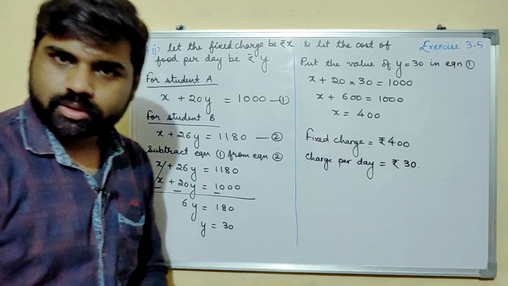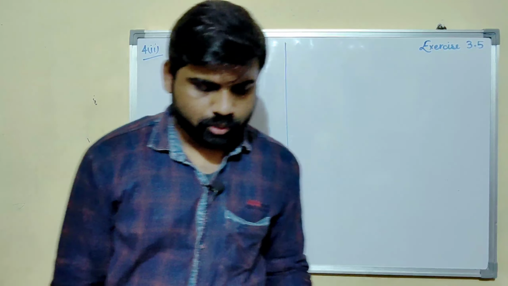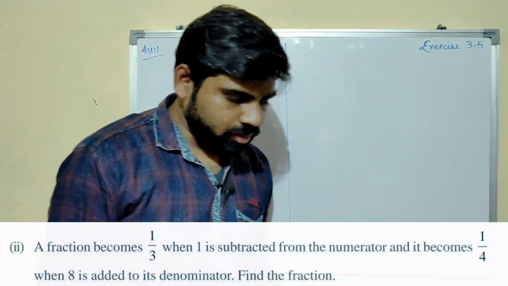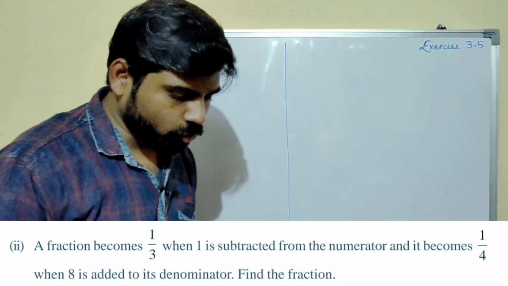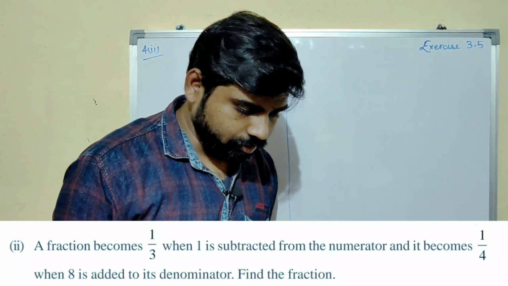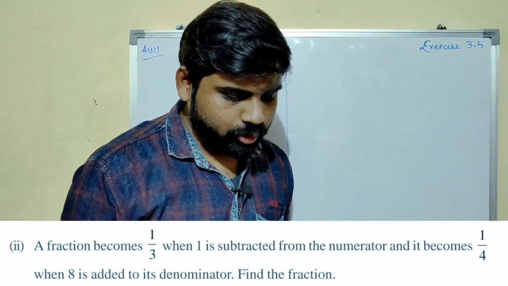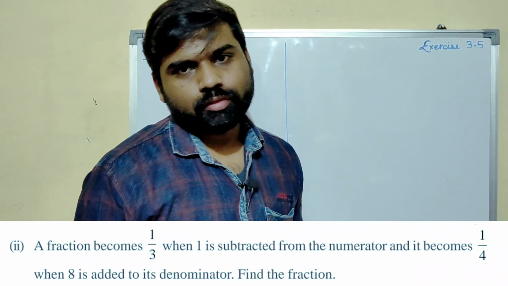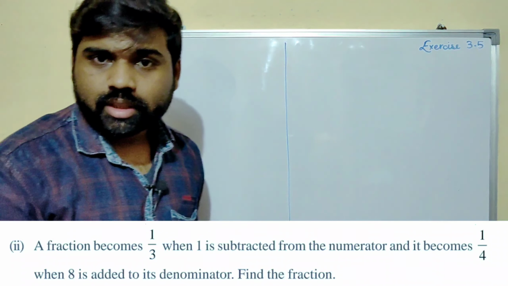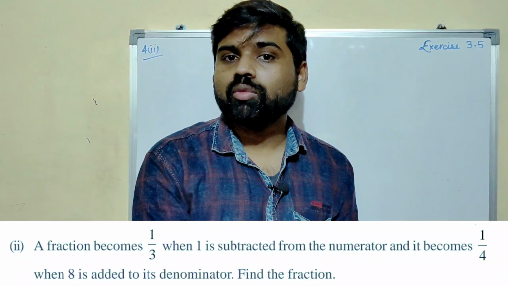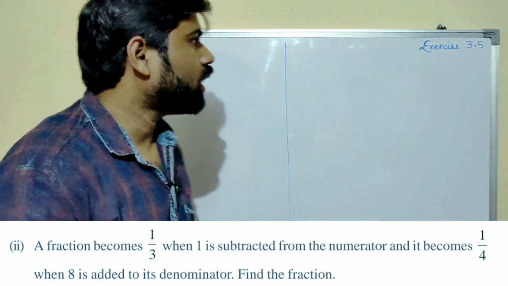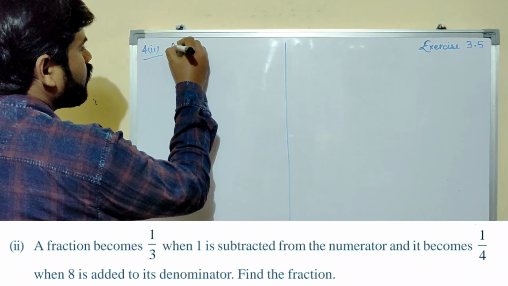Okay, I hope this is clear to you. Now let us see the second part of the question. A fraction becomes 1 upon 3 when 1 is subtracted from the numerator, and it becomes 1 upon 4 when 8 is added to its denominator. Find the fraction. Now see, you can see that the questions are similar to the ones we have done, right? So let us assume the variables.